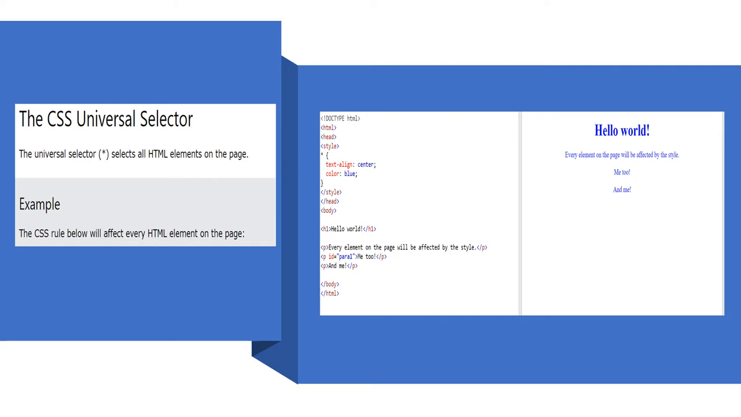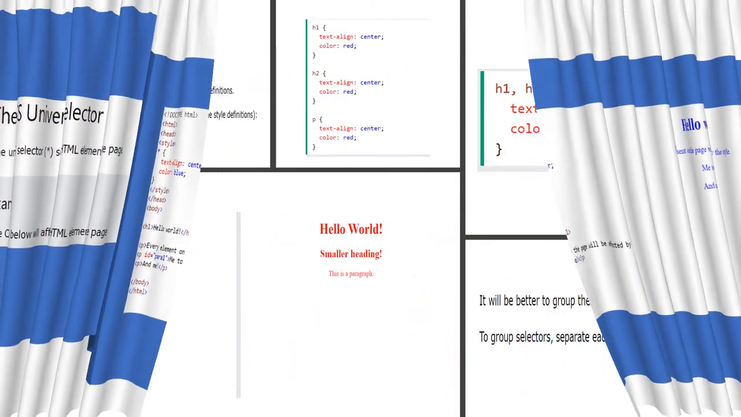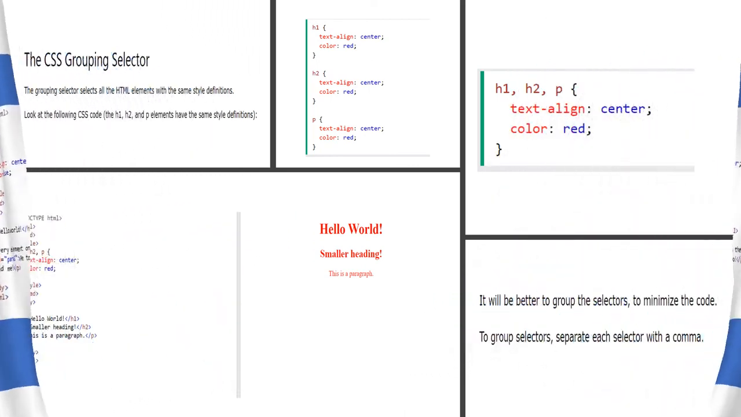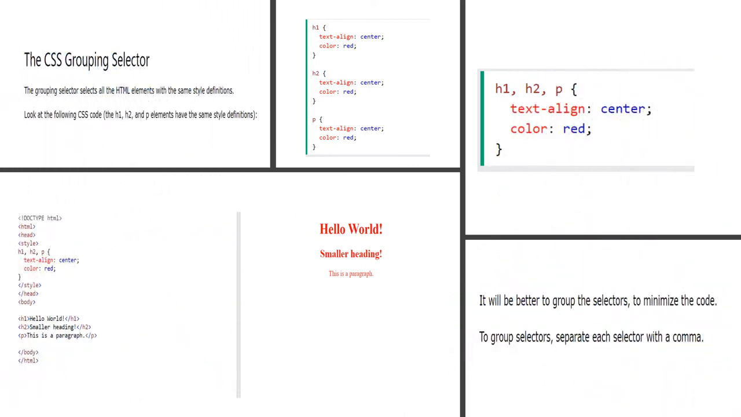Now I think you have clarity on that. And next we have another one, the CSS grouping selector. What is a grouping selector? A grouping selector is nothing but selecting the HTML elements that have the same style definitions.